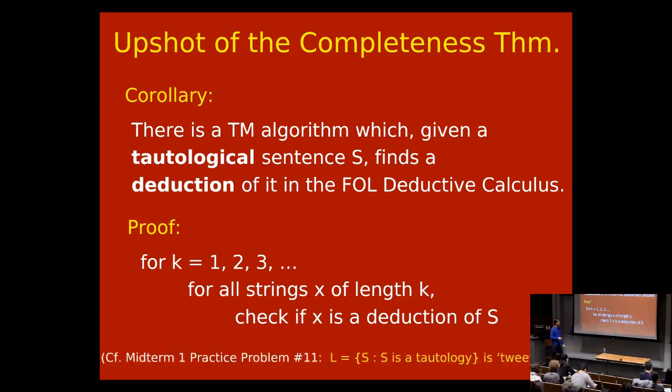This actually might remind you, as a little side note, back in the midterm 1 practice problems, there was number 11 about tweeting Turing machines. I don't know if you remember that, but the problem was to show that the language of all sentences which are tautologies in first-order logic, given a fixed vocabulary, is tweetable, which basically meant that there was a Turing machine that could print them all out. And actually, that problem was a little bit harder than this observation. It used the idea that if you want to check if a sentence is a tautology, you can just try all strings to see if they're valid deductions of it.